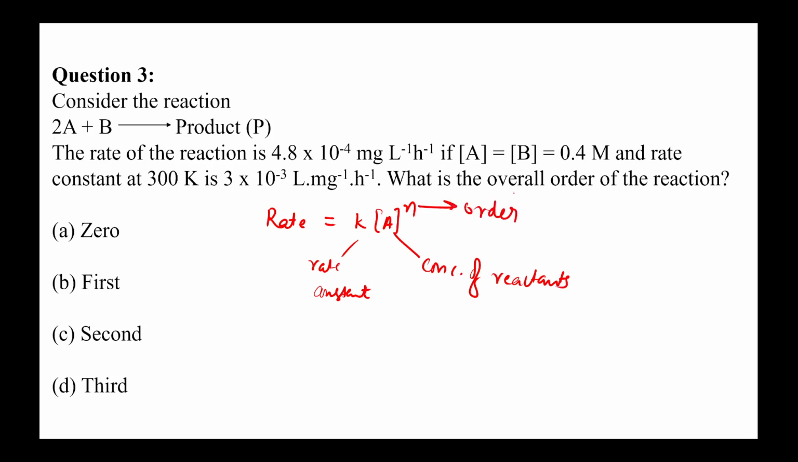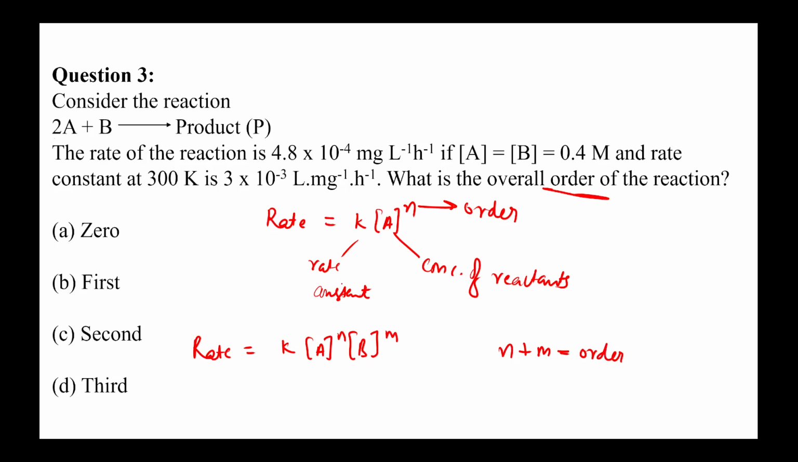So in this question, what do we have to find? We have to find the order. So we have to find this n. For this equation, since there are two reactants, the rate will be K A raised to the power of n multiplied by B raised to the power of m, and the order will be defined as n plus m. So we have to find n plus m.